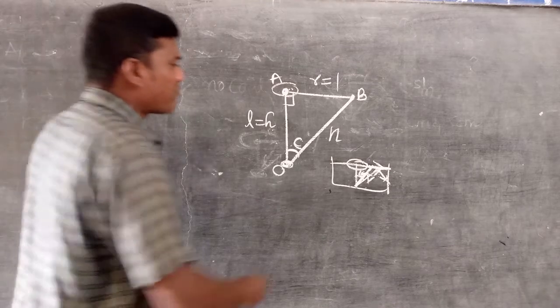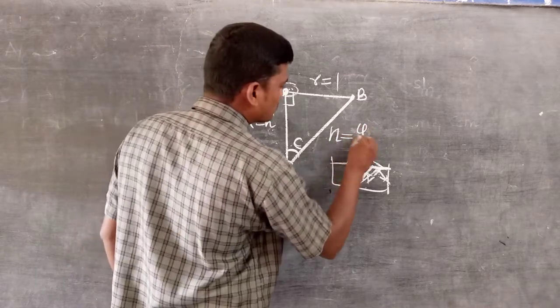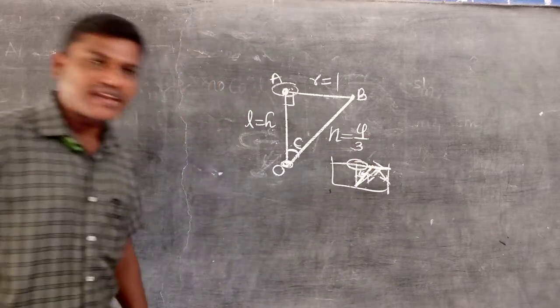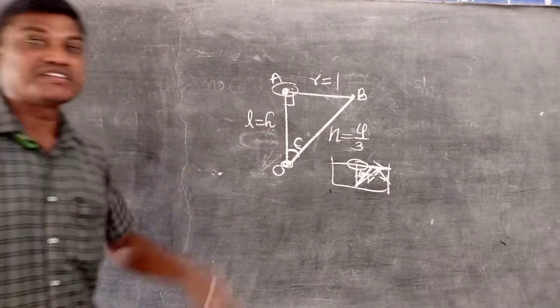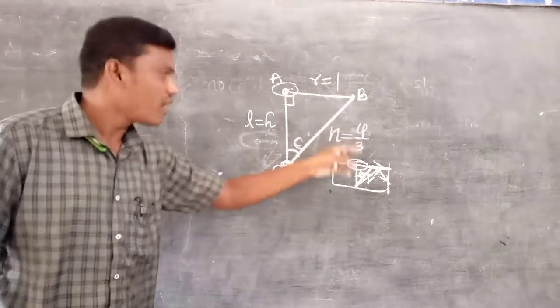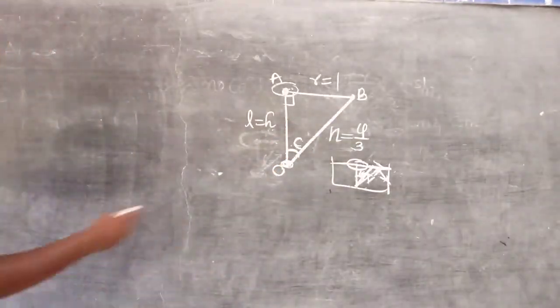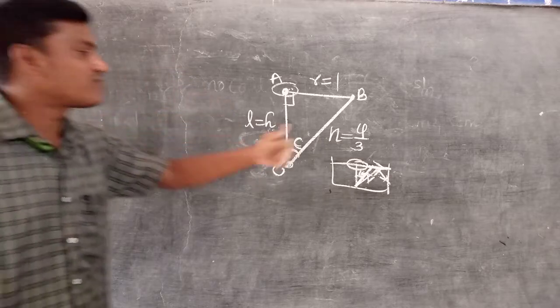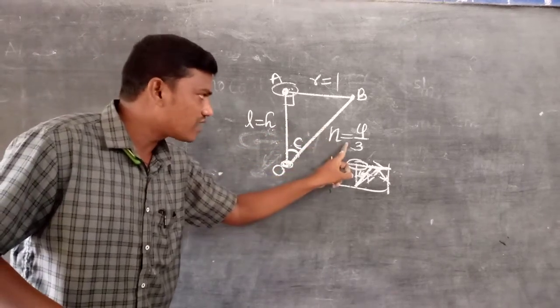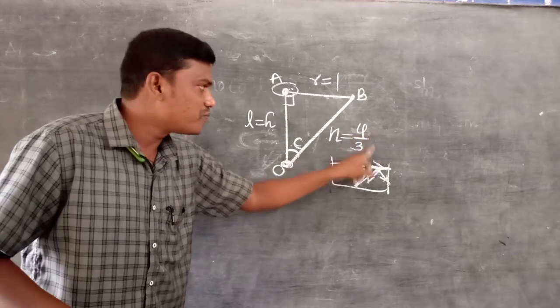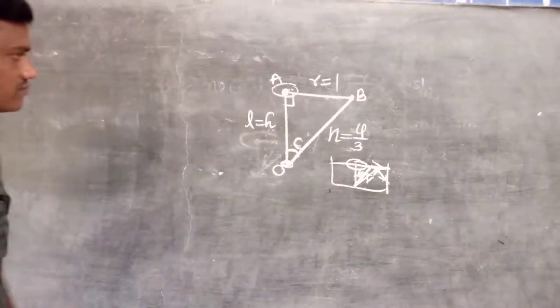Now, what is the n value? n is equals to 4 by 3. Why is n equals to 4 by 3? The refractive index of water is 1.33, and 1.33 is nothing but 4 by 3. So we know clearly that the refractive index of water is 1.33, which is right, 4 upon 3.